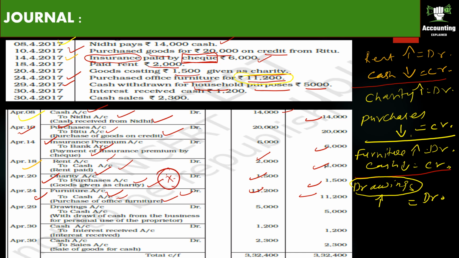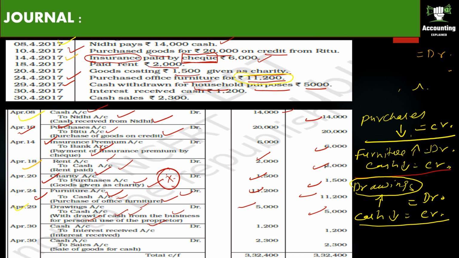And drawings has to be debited. We'll come to this entry. He has withdrawn cash, they have told clearly. So cash is an asset. When the asset decreases, what will happen? You have to credit it. So the entry on April 29 is drawings account debit. How much is the amount? 5,000 rupees, to cash 5,000. Withdrawal of cash from the business for personal use of the proprietor is the narration.